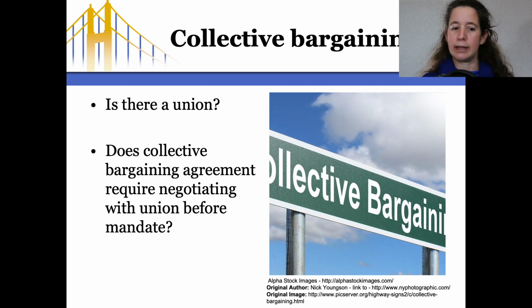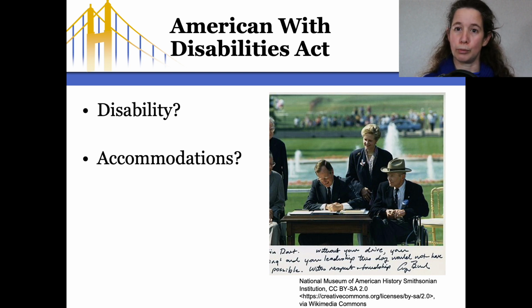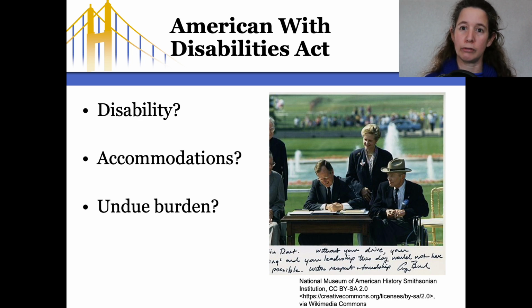The second limit is from the Americans with Disabilities Act. The Americans with Disabilities Act, in essence, says that if an employee has a disability, you have to accommodate them unless it's a substantial burden. This means that there's three parts to this. First, is there a disability? And yes, a contraindication to a vaccine is probably a disability for this purpose.